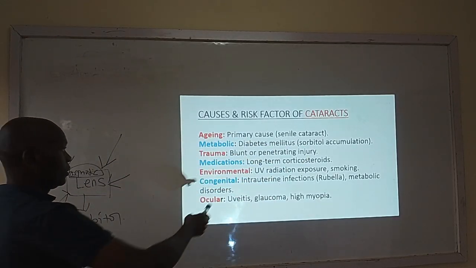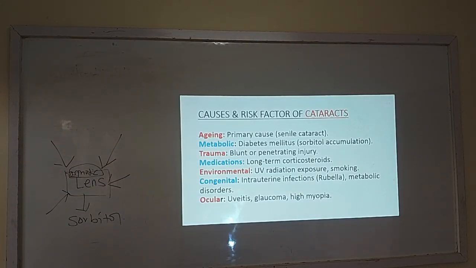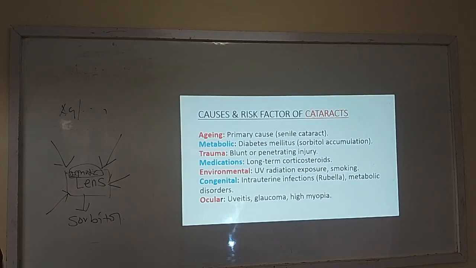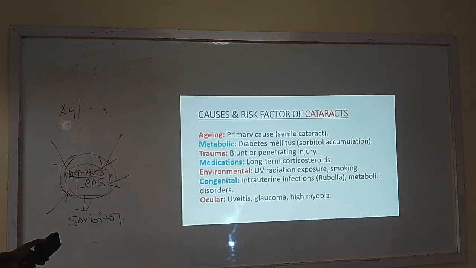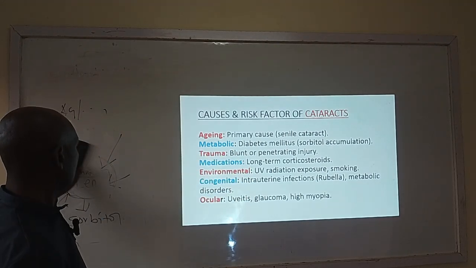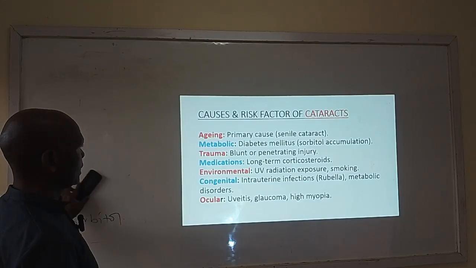So this sorbitol changes the osmotic status of the lens, and therefore the lens draws water from the neighboring structures, including the aqueous humor, plus other nearby structures, which will now cloud this lens, and therefore you will not be able to see. That's why we are saying metabolic disorders such as diabetes can also give you cataracts.